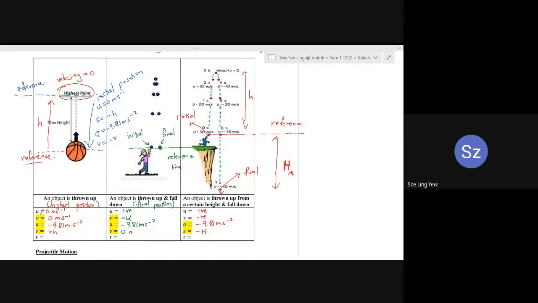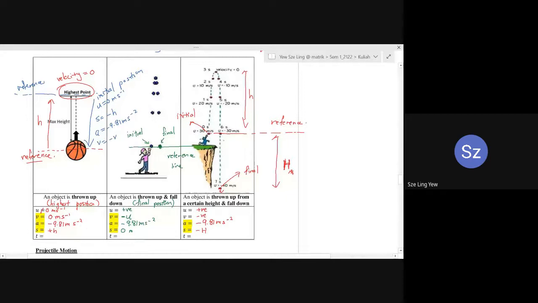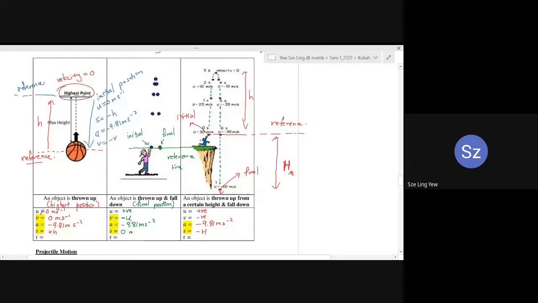So these three cases, you must know how to solve them, because it's very, very important, especially what happens at the various positions. And you're going to apply these three concepts, these three situations, in your projectile motion as well. So right now, we are still at vertical motion.